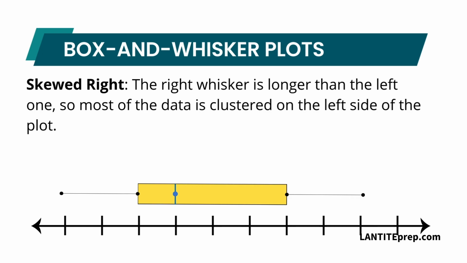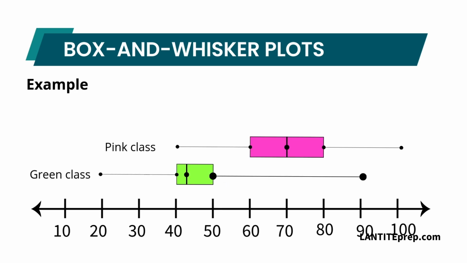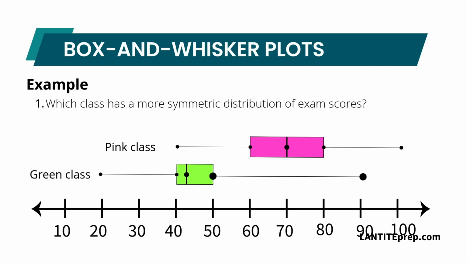Now, let's compare two box and whisker plots side by side. Here is a double box and whisker plot that represents the two test scores for two classes, the pink class and the green class. Question 1. Which class has a more symmetric distribution of exam scores? Take a moment here and come back when you're ready. Alright, as we can see, the pink class's whiskers are closer to equal, so the answer will be the pink class.